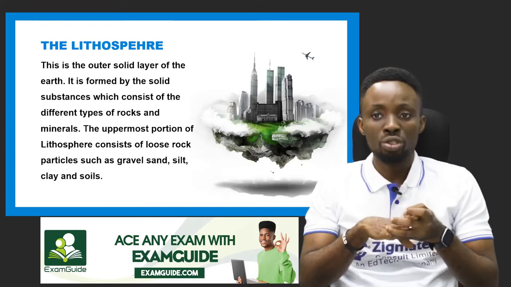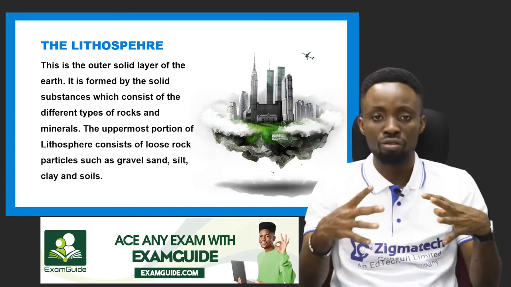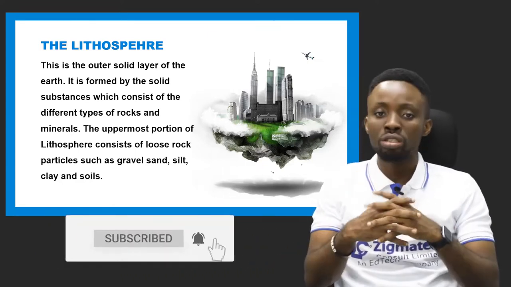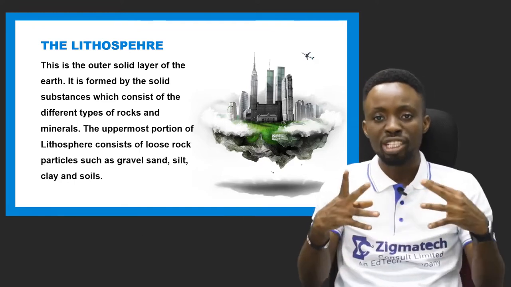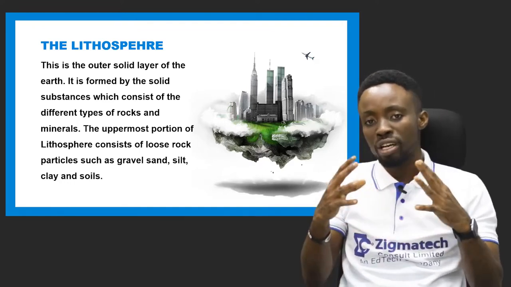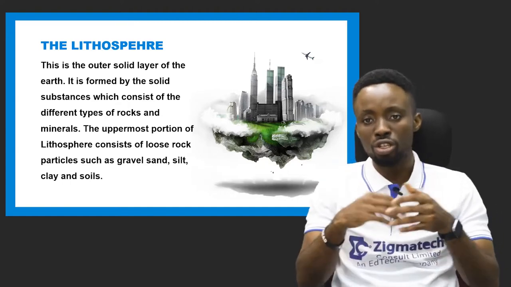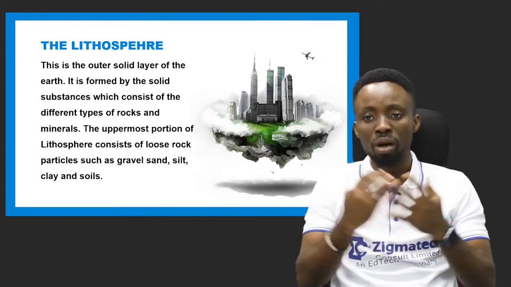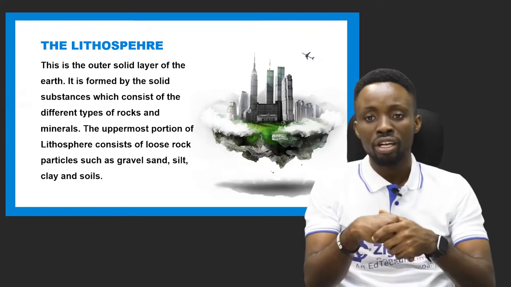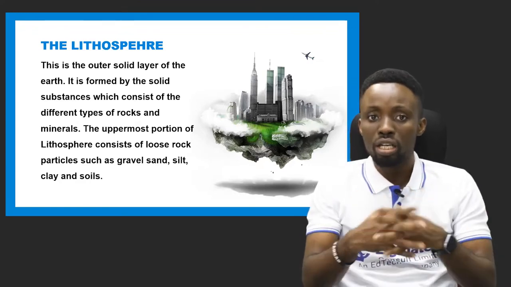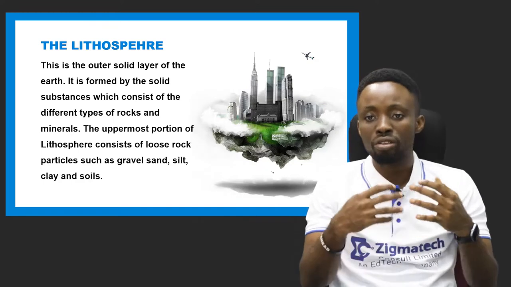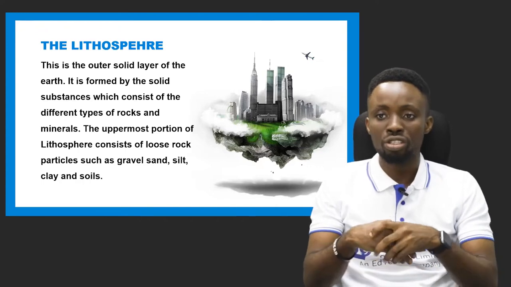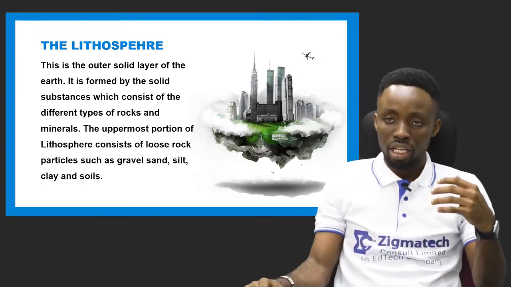Now the first layer, which is the lithosphere, is the outer solid layer of the Earth. The land mass that we build on, that we live on, that we move on, is actually the lithosphere. So the lithosphere is formed by solid substances, and these substances are called rocks and minerals. The uppermost portion of the lithosphere is made up of things like clay, loamy soil, gravel, silt, and other minerals and rock we have on the Earth's surface. So that's what makes up the lithosphere.